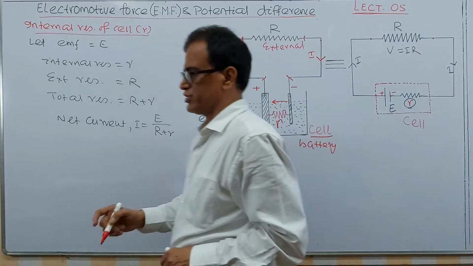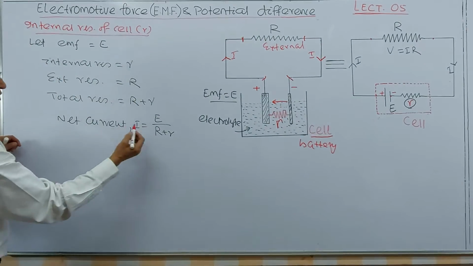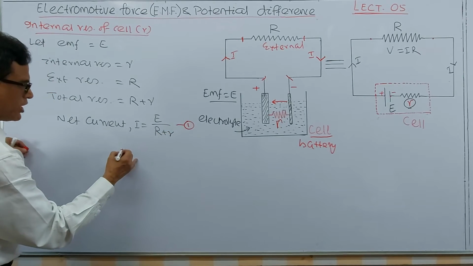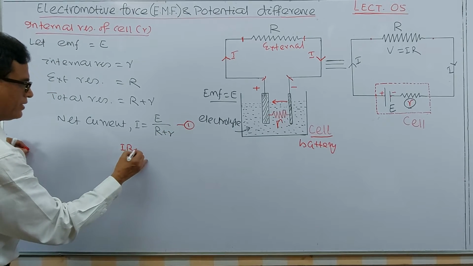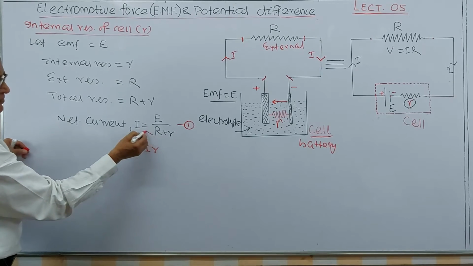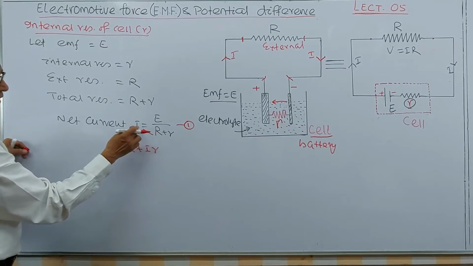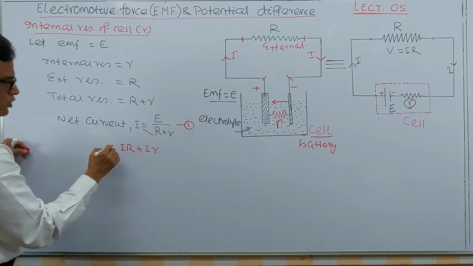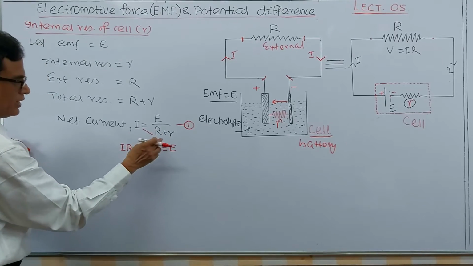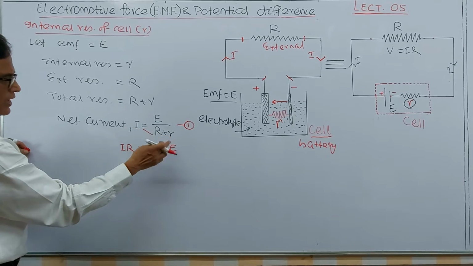I think you are able to follow this one. Now net current is this. I can give some equation number 1 to this. Let me solve this one. So I(R plus r), cross multiplied: I into capital R, I into small r equals E. Okay, I small r is equal to E.